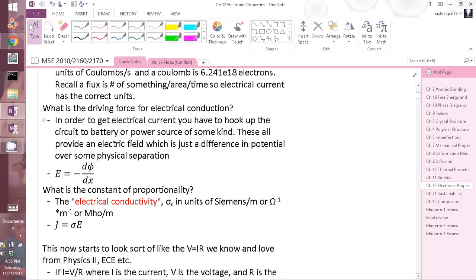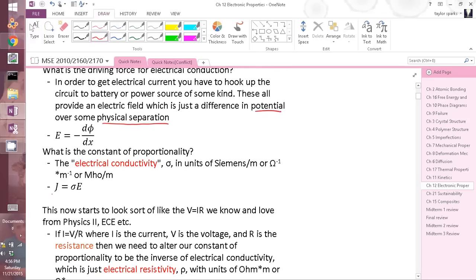The driving force is going to be the electric field. The electric field is the difference in voltage divided by the difference in distance. So it's the potential difference divided by the physical separation, right? That's our electric field. Therefore, we now only need the constant of proportionality. The constant of proportionality for flux of electrons moving through material in response to an electric field is called the electrical conductivity. Written with the Greek letter sigma, it has units of Siemens per meter, which is equivalent to inverse ohms, or 1 over ohms, multiplied by 1 over meters, or sometimes mho over meter. These all have the same exact meaning.